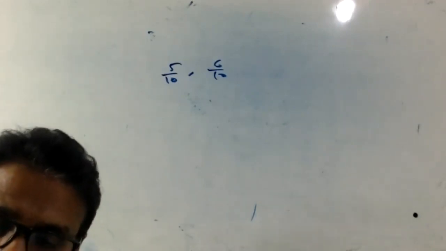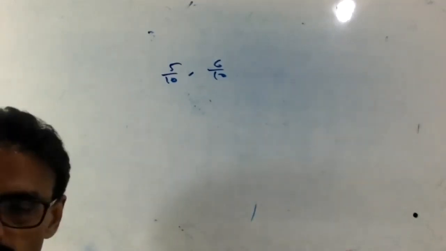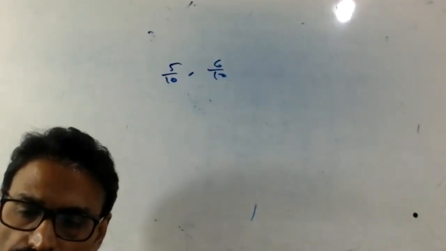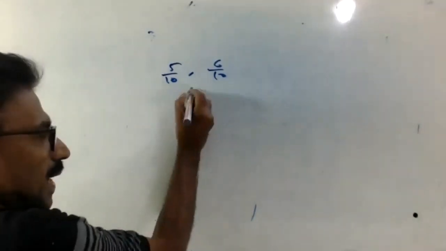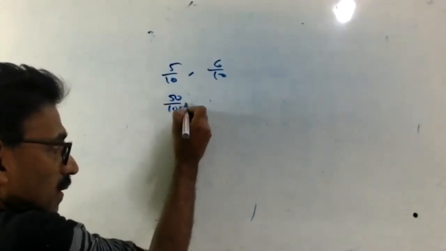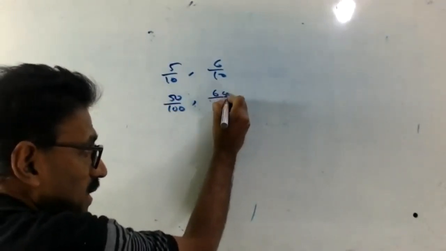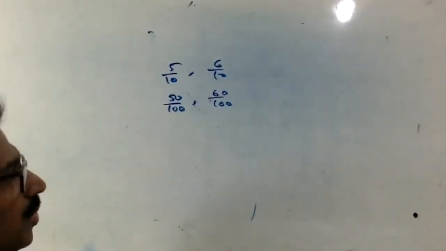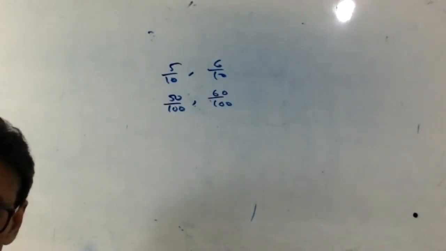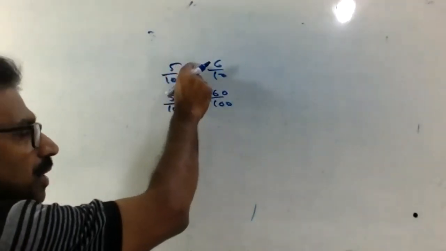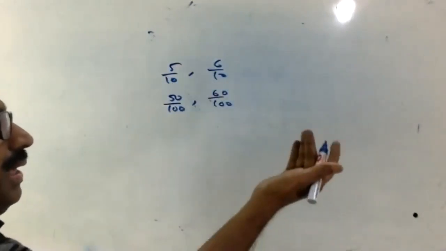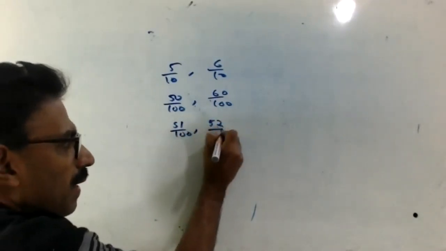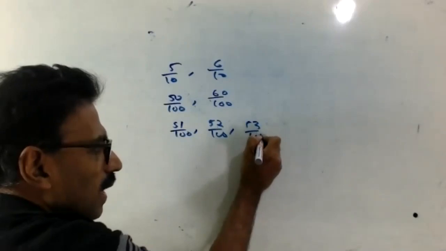Pranav, what I told you, listen here. You multiply with 10. 50 divided by 100, and 6 into 10 is 60 divided by 100. 5 into 10, 50 divided by 100. Then you can write many now: 51 by 100, 52 by 100, 53 by 100, like this is enough.